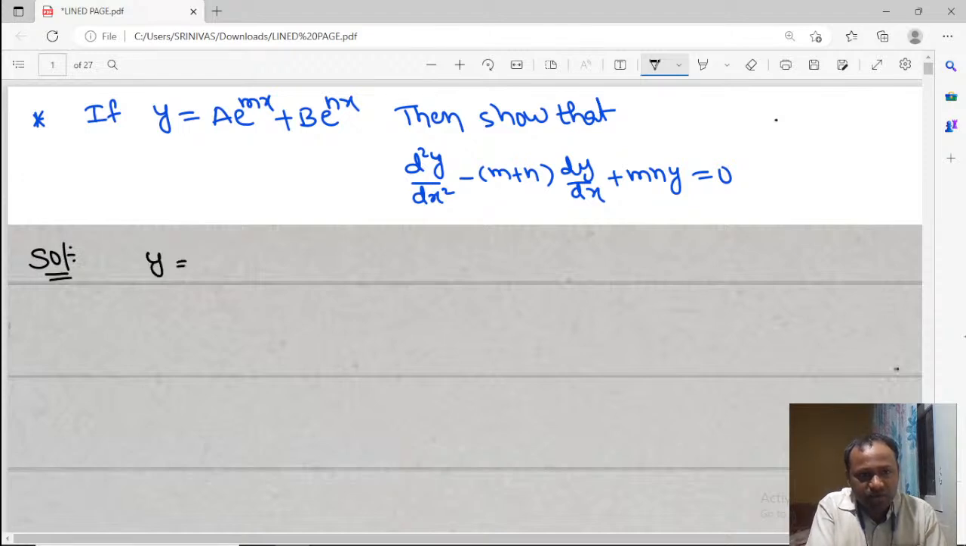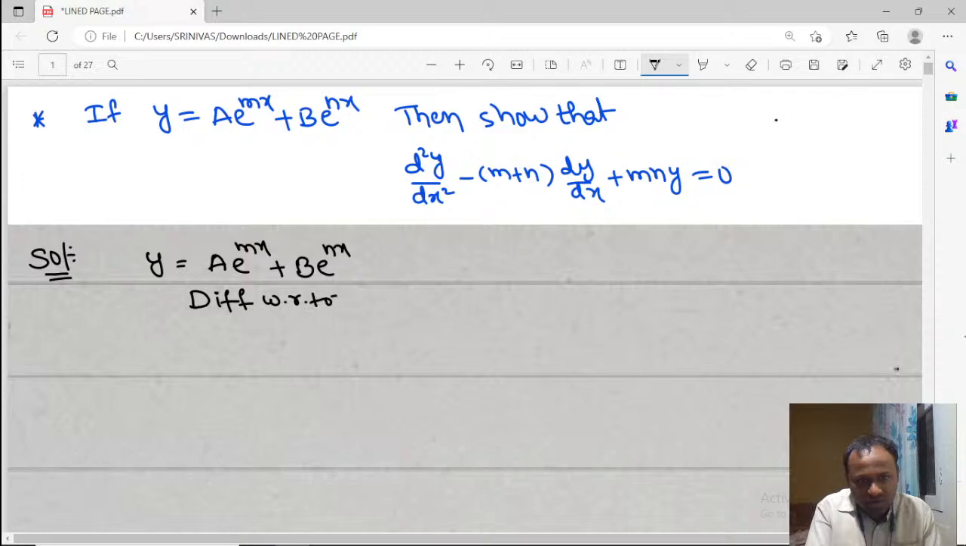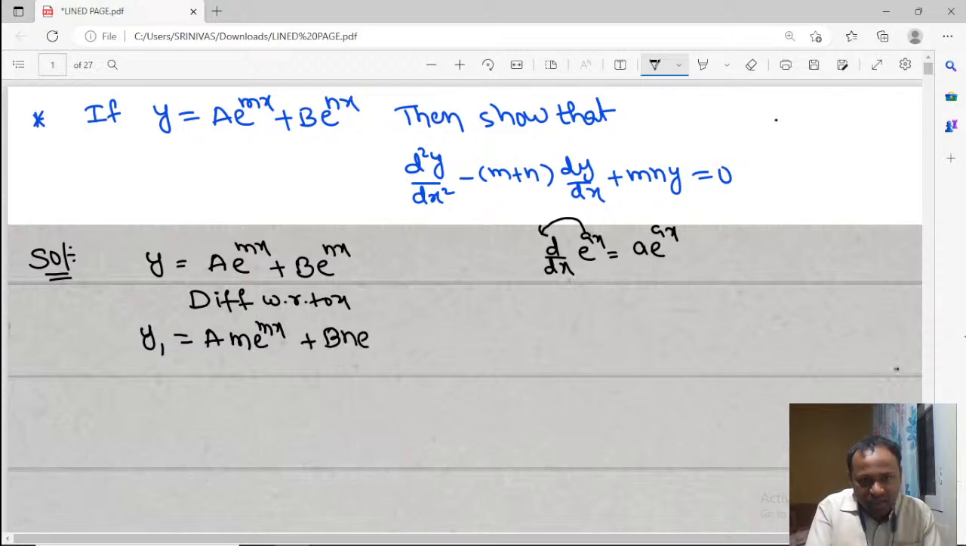y is equal to a e power mx plus b e power nx. Now I am going to do differentiation with respect to x. What I get? y1 is equal to a into d by dx of e power mx. The answer is a into e power mx, and this m comes towards the front. So here m into e power mx, and here b n into e power nx.